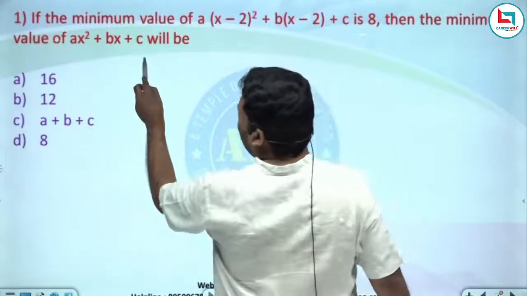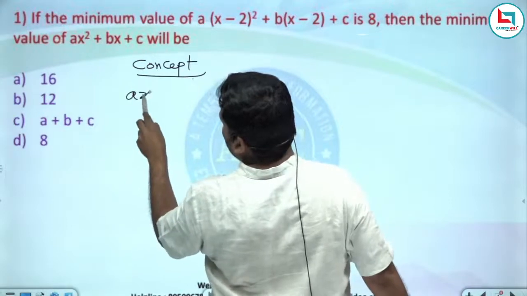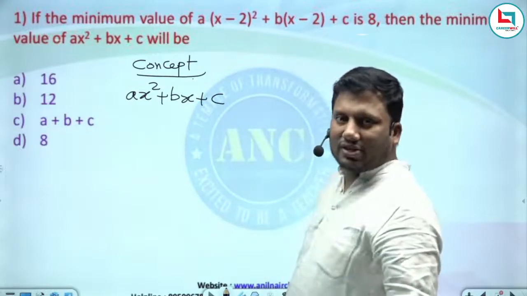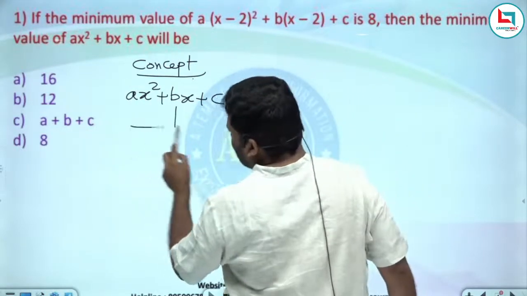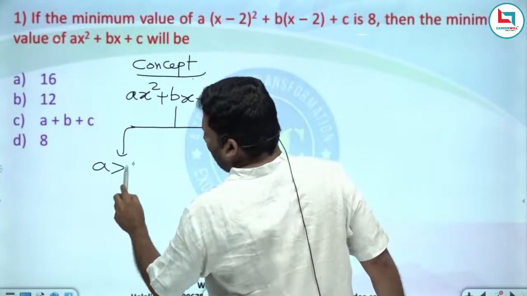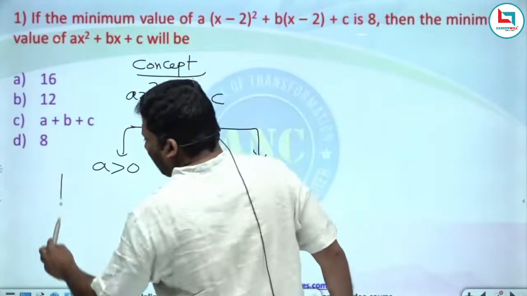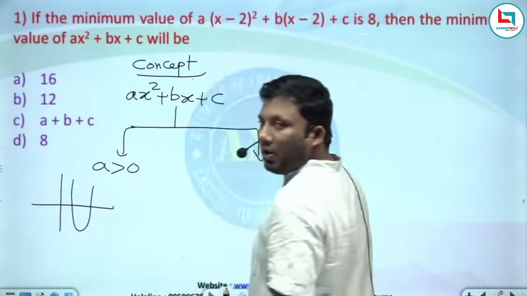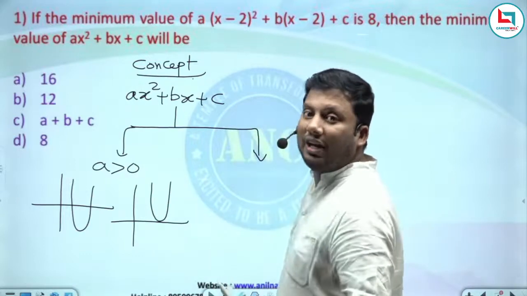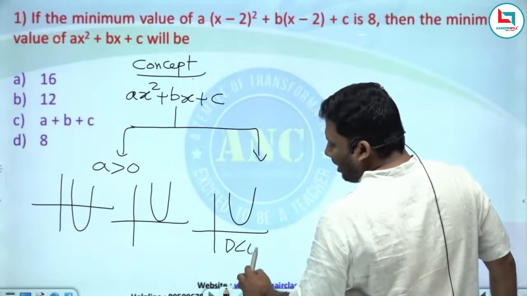Now a recap of the concept. In the first session we discussed, if the quadratic expression is ax square plus bx plus c, two cases will arise. Depending on the coefficient of x square, I will get a minimum or a maximum value. If the coefficient of x square is greater than 0, the curve opens upward. If D is greater than 0, it will touch the axis at 2 points; if D is equal to 0, it touches the axis at 1 point; and when the discriminant is less than 0, it will not touch the axis.